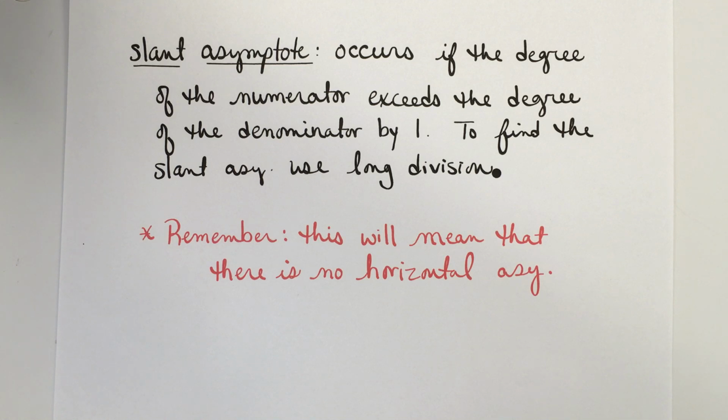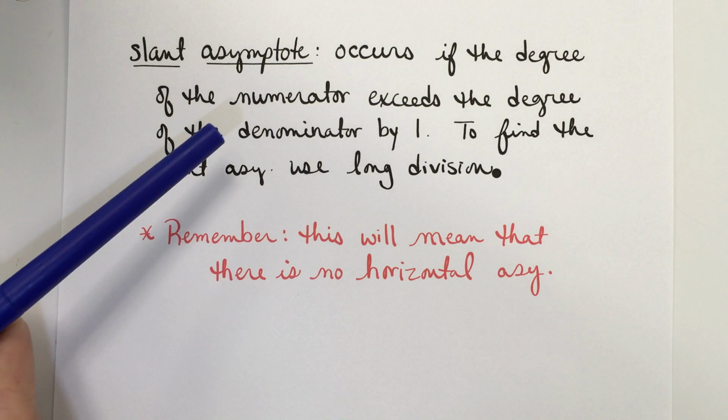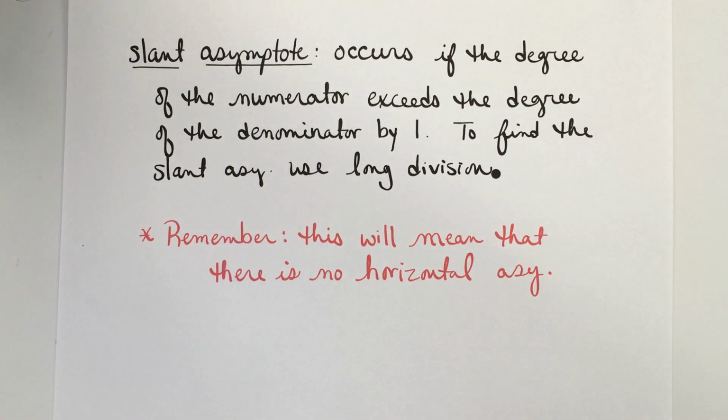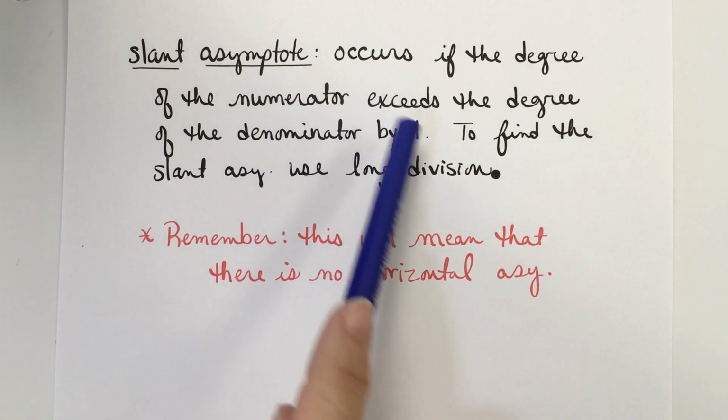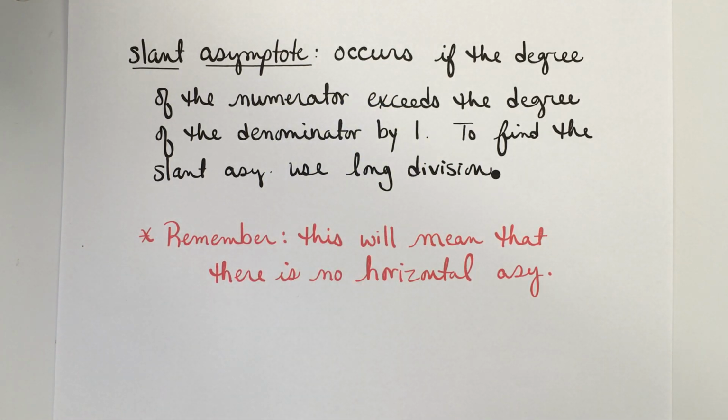And then in order to find the slant asymptote, you're going to use long division to do that. Now, when the degree of your numerator is larger than the degree of your denominator, if you remember from the previous section, we had discussed that that actually meant that there was not a horizontal asymptote. So when you have a slant asymptote, you're not going to have a horizontal asymptote. But again, the numerator has to exceed exactly by 1. All right, so here's the example that we're going to look at.